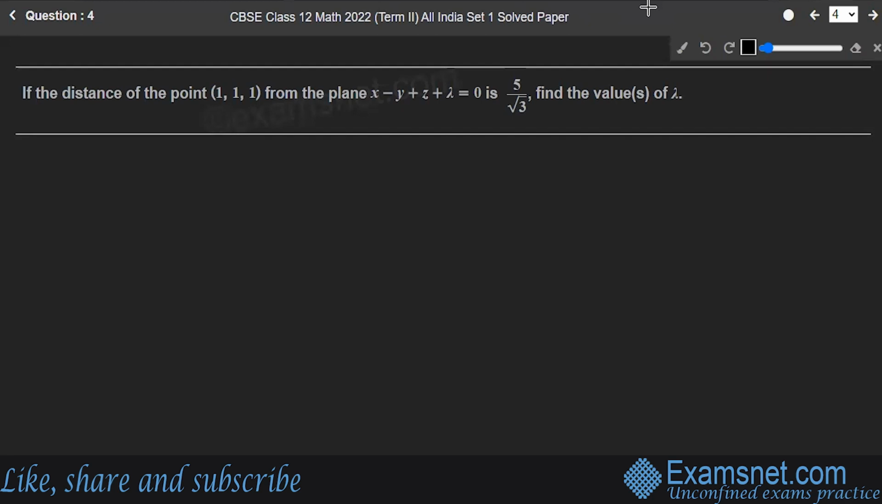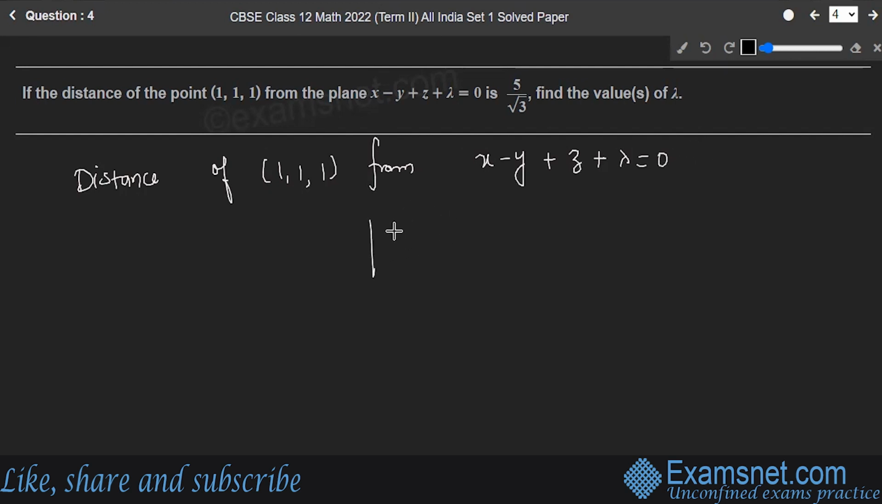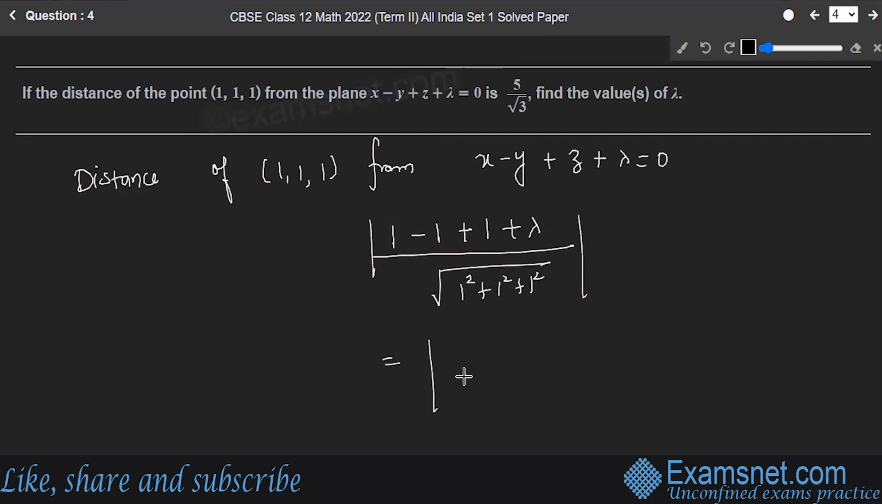Question number 4. If the distance of the point (1, 1, 1) from this plane is 5 upon root 3, you have to find out the value of lambda. Reduce the equation. The distance of the point (1, 1, 1) from x minus y plus z plus lambda equal to 0 is given by modulus of (1 minus 1 plus 1 plus lambda) whole divided by root of 1 square plus 1 square plus 1 square. This is equal to 1 plus lambda upon root 3.